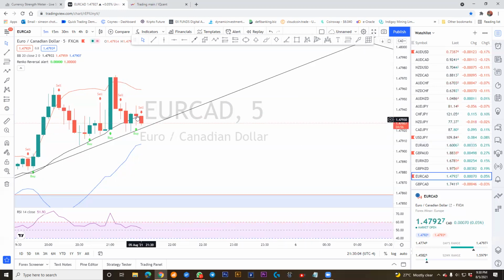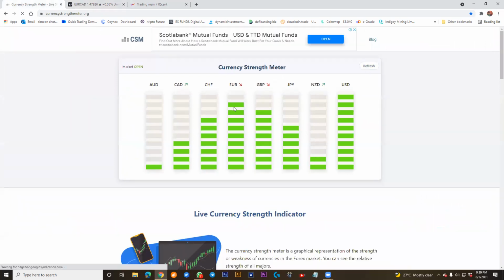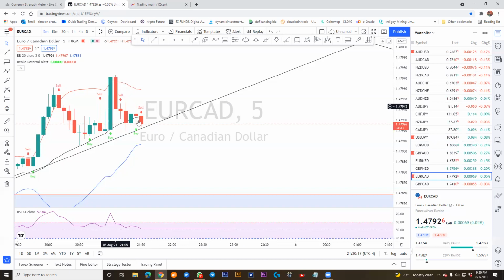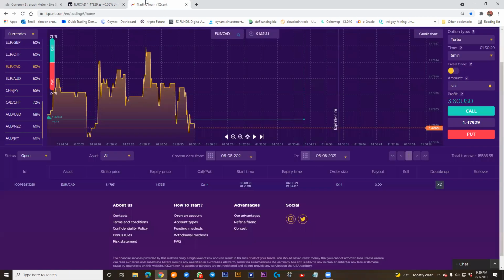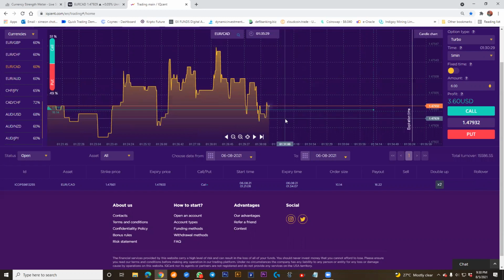All right, so I got a buy close here, but it's on a red candle, so that's not what I'm looking for. So Euro card, Euro is still strong. I'm still going to take that. If it comes back to my entry here, I will take a second entry.